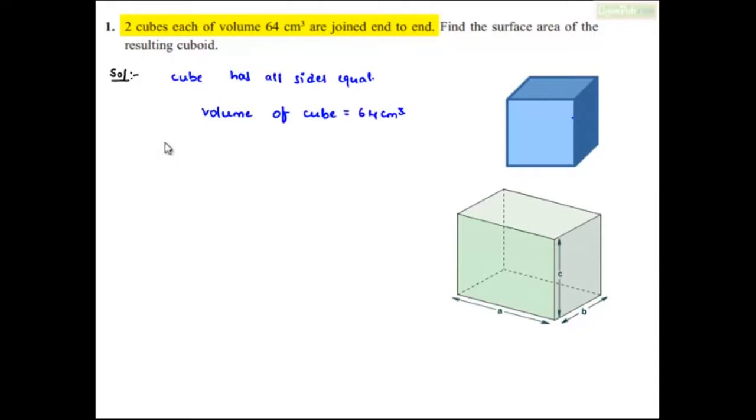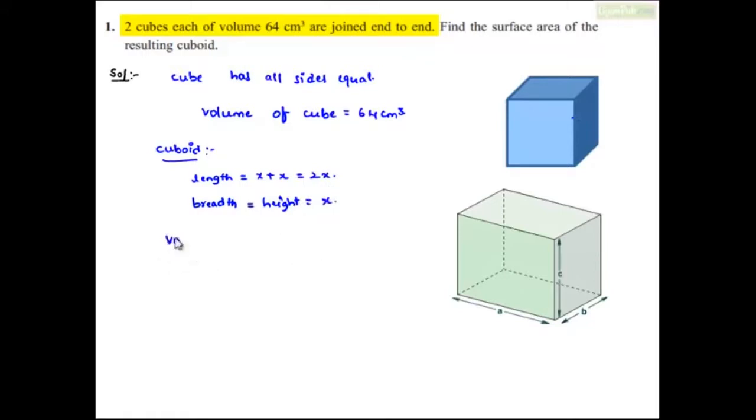So when two cubes are joined, the resultant cuboid will have length of side plus side of the cube, that is, let it be x plus x, which is equal to 2x, and breadth will be equal to height, that is equal to, let it be some x.